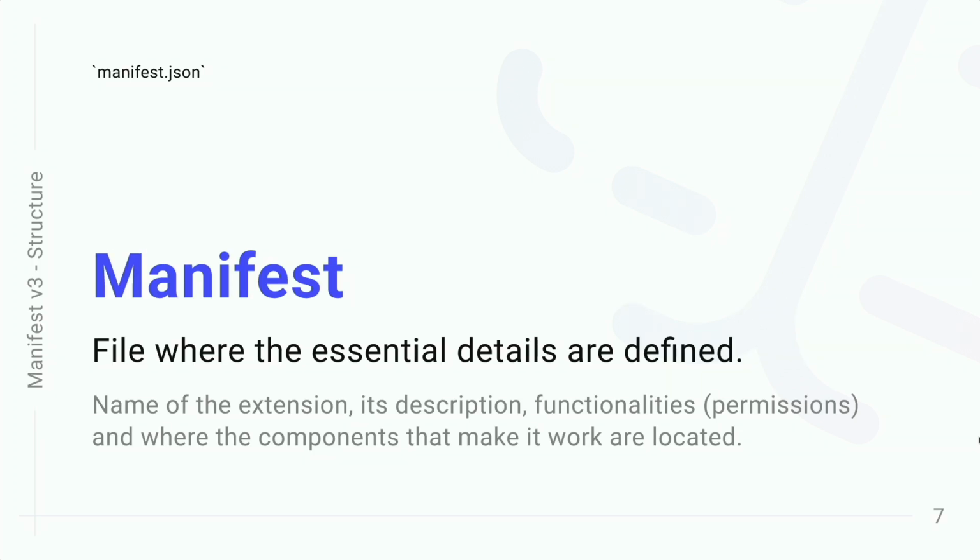So the first file you will find in the structure of a web extension is the manifest.json. It's a file where the essential details are defined, the same as package.json for us in a web project. And you will find the name of the extension, its descriptions, its functionalities. So every time you want to use a browser API, you will need to request permissions. And for that, you will need to put it in your manifest.json. And then we will find all the components of your extension as a path. So you will see every part of your extension, where that code is in your project.